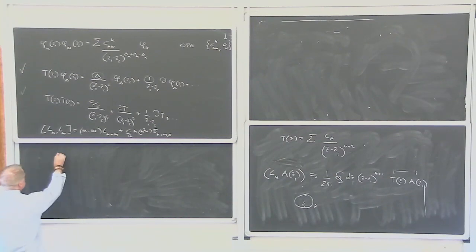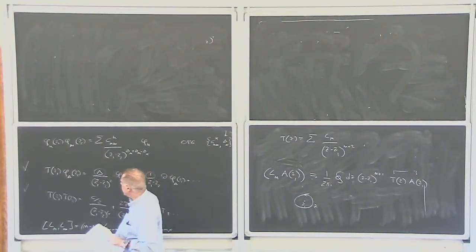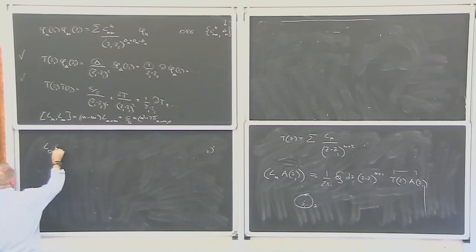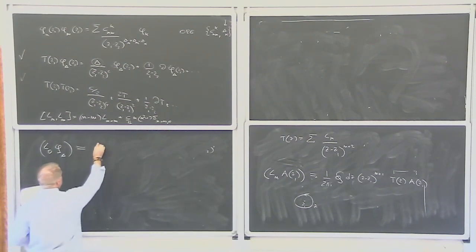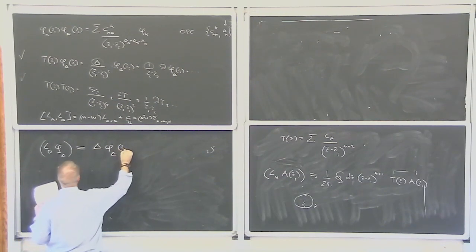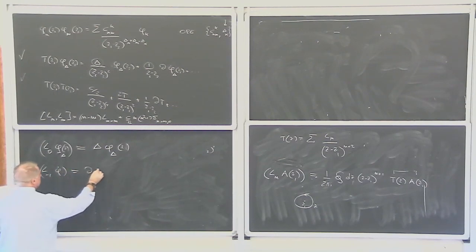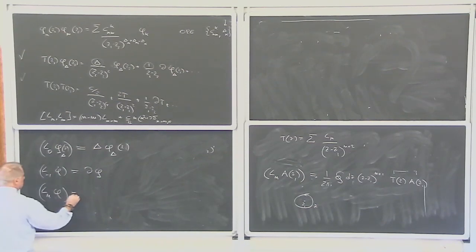Now, let's compare this with this expansion. I want to apply this definition I gave here to understand what L0 of a primary field of dimension delta is. You see immediately, just comparing what I did, that this is just delta phi of z. Now, what is L minus 1 phi? This is the derivative of the field. What is Ln? It is just zero.